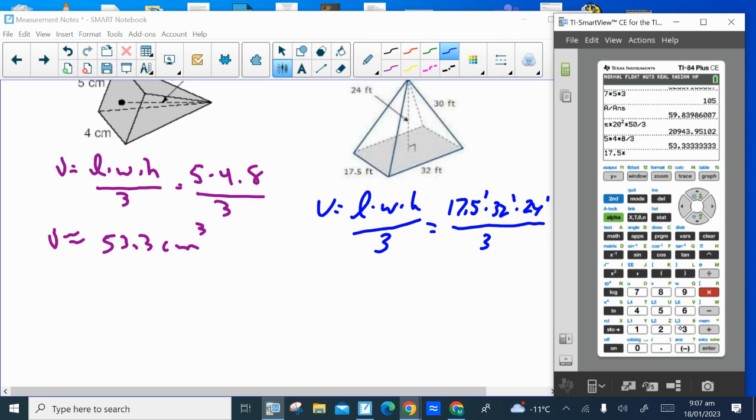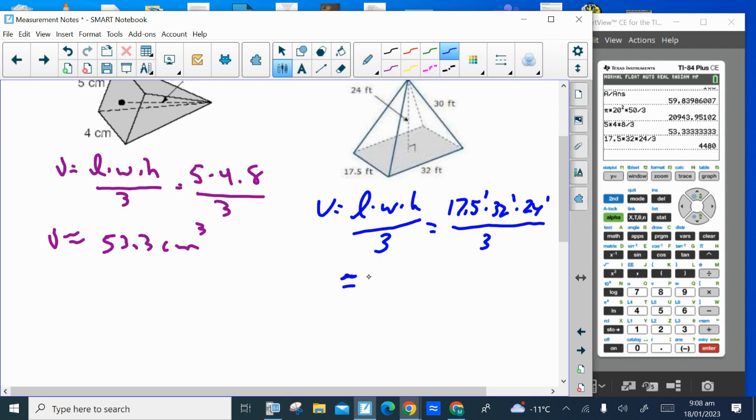So 17.5 times 32 times 24 divided by 3 gives us 4,480. 17.5 times 32 times 24, yep, divided by 3, 4,480. Exactly. And that would be in cubic feet.